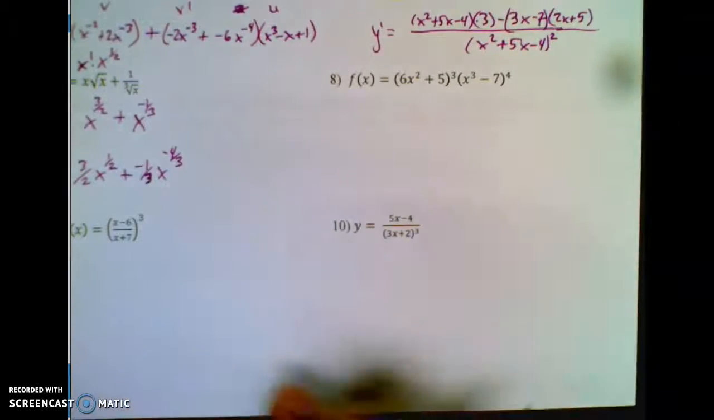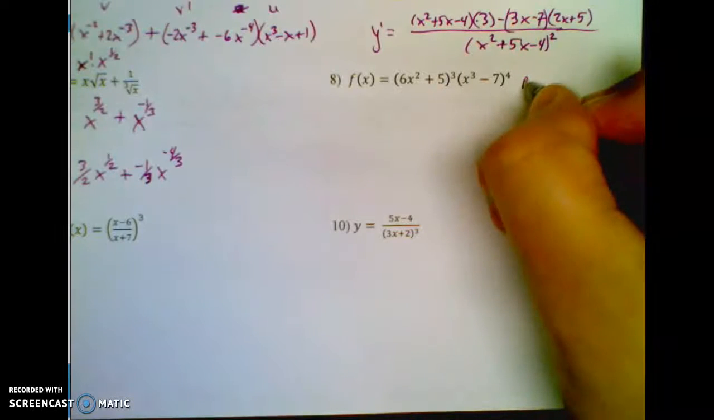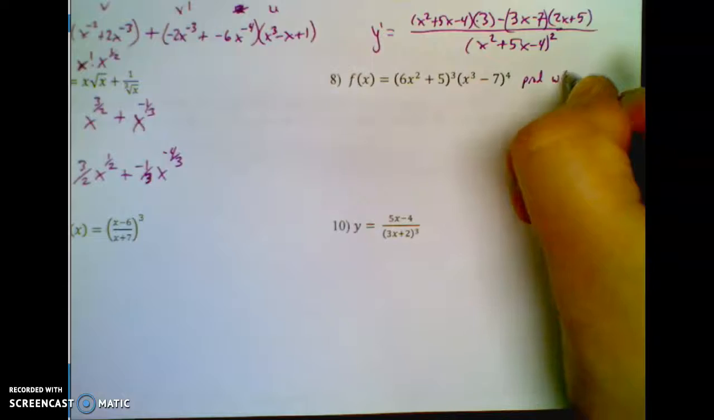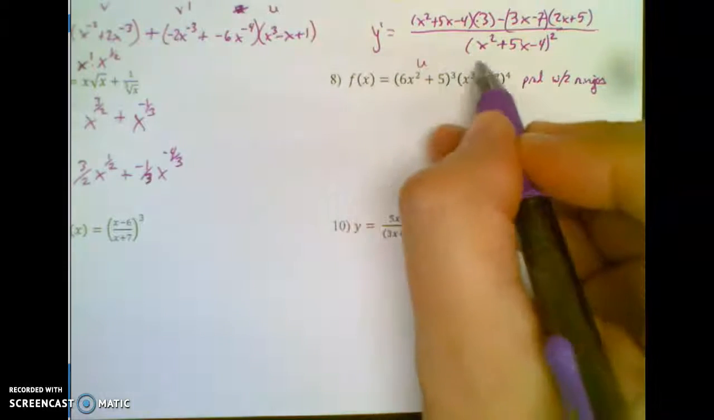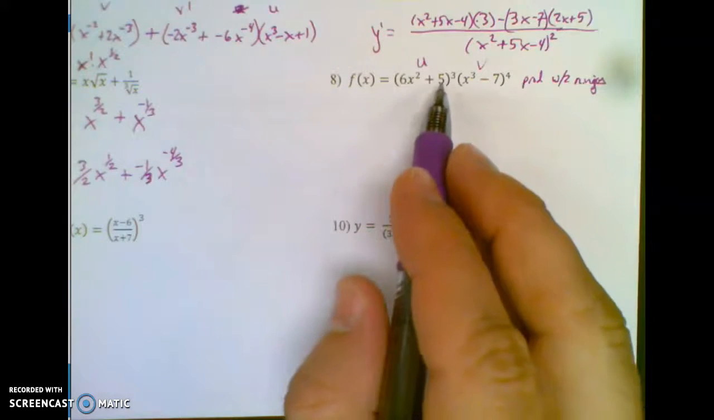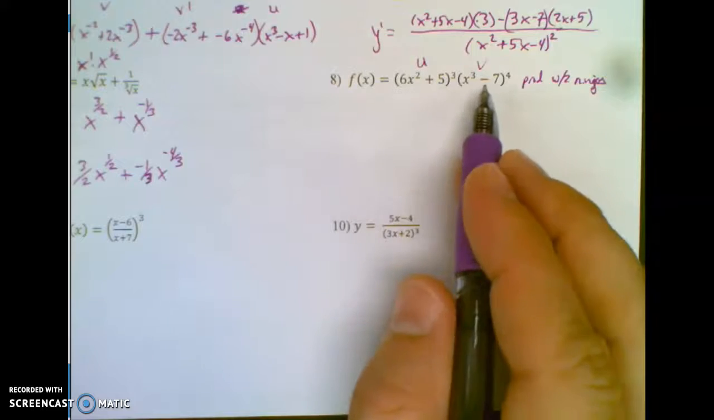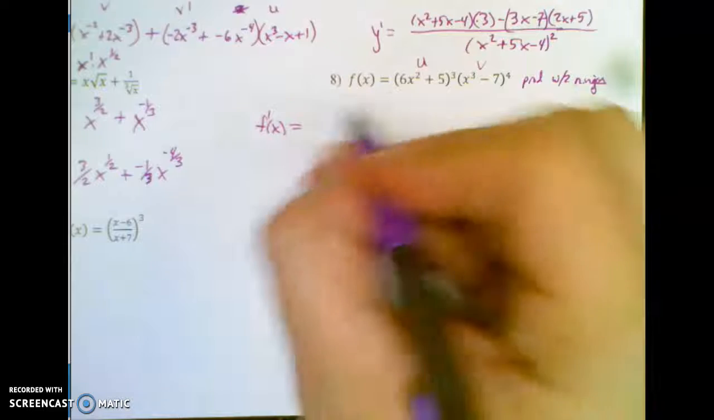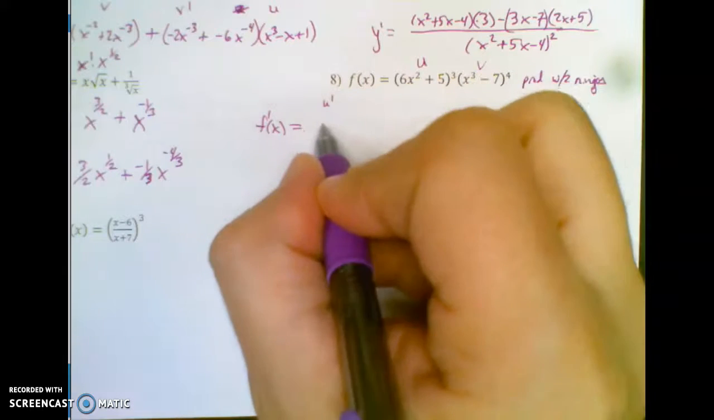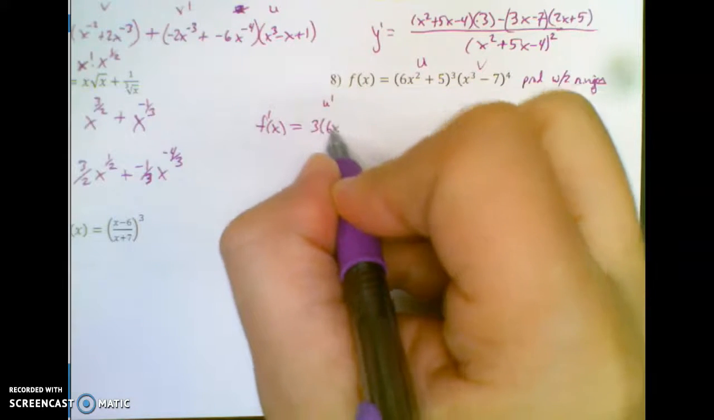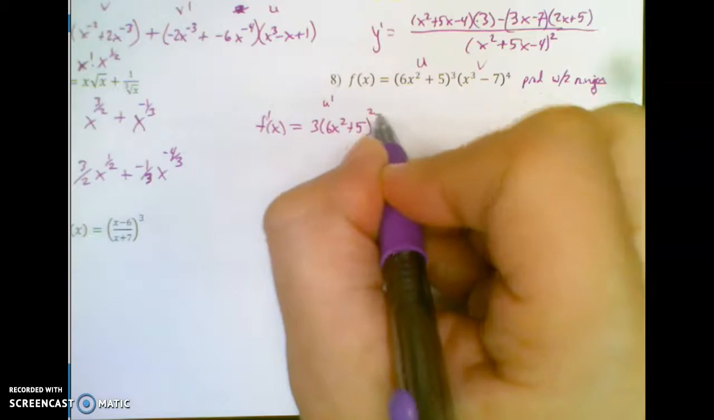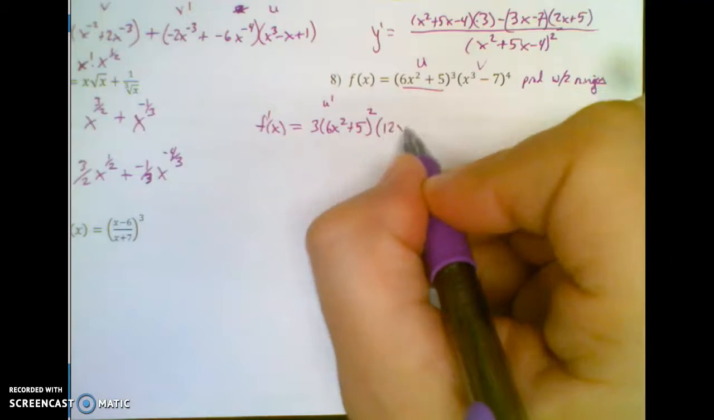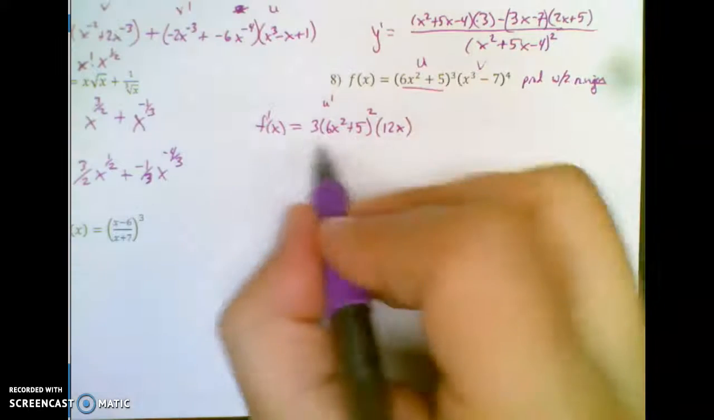All right, then we get to more interesting stuff. This one is a product with two ninjas. Okay, so I got a u and a v. It still looks like a product to me, but when I do u prime, I'm going to do ninja rule. When I do v prime, I'm going to do ninja rule. So it's just like what we did above, just a little crazier. So here's u prime. 3 times this thing to the second, and then here's your ninja. Derivative of what was inside is 12x. Okay, that's all u prime.